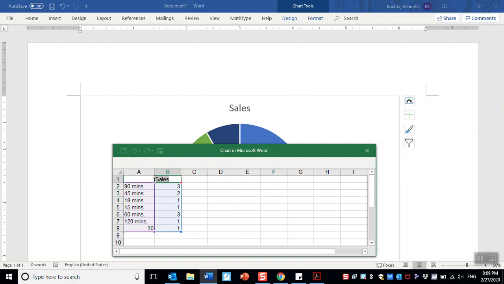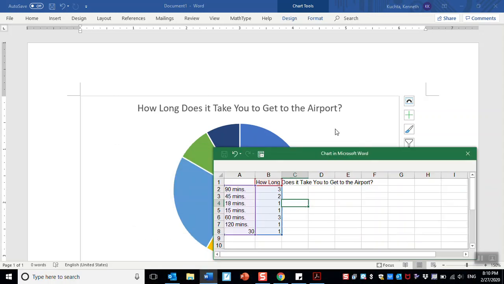I select it, and I type, how long does it take you to get to the airport? Okay, and hopefully when I click down here, it changes. Yes, it did. Okay, all right.